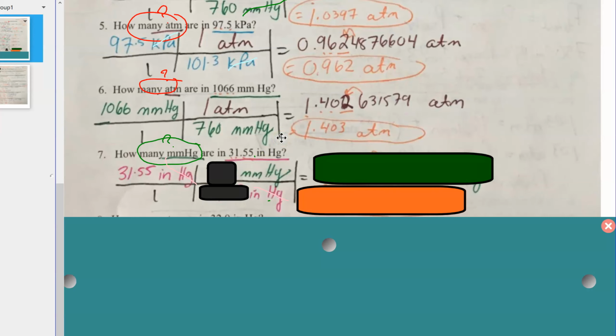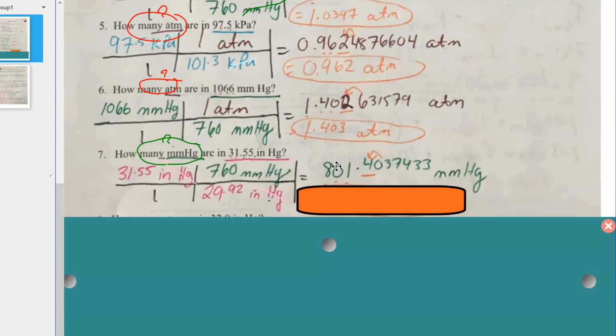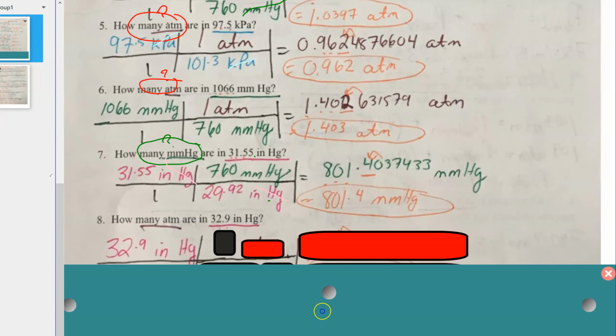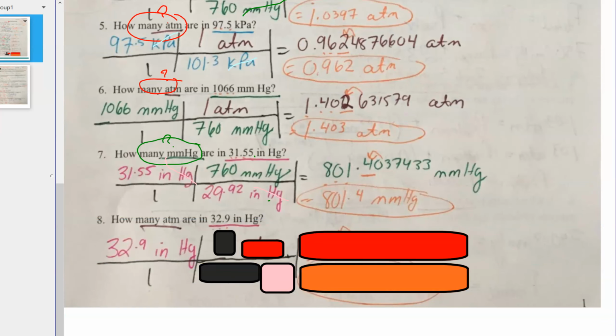And now we want to go back and put our numbers in. So let's get our factors from the top. Take 31.55 times 760 and divide by 29.92. We get 801.403. But we want 4 sig figs. 1, 2, 3, 4. 0, round the 4 up. Here's your final properly rounded answer. Okay, it's the last problem.